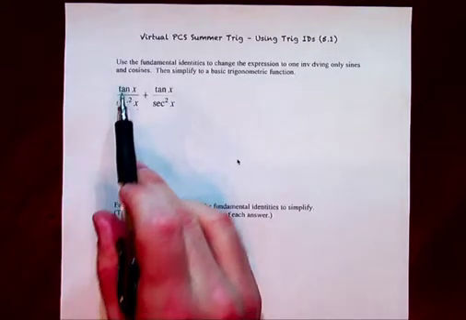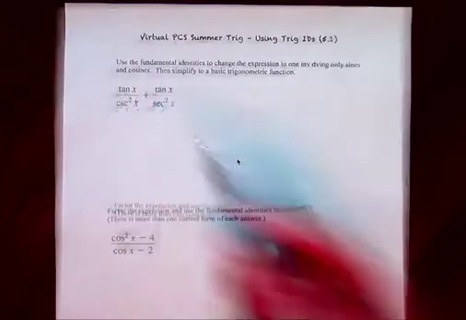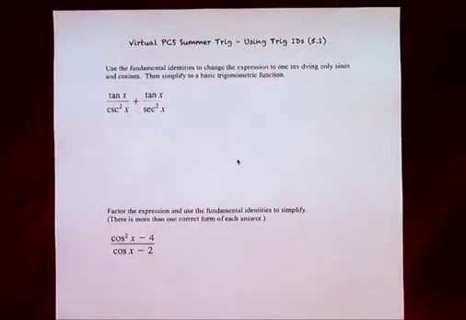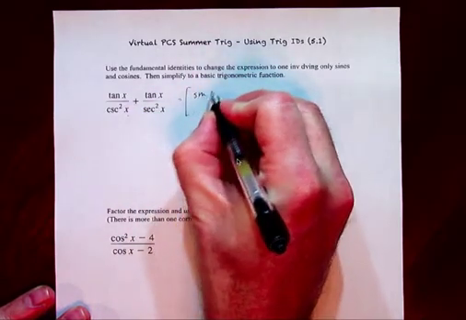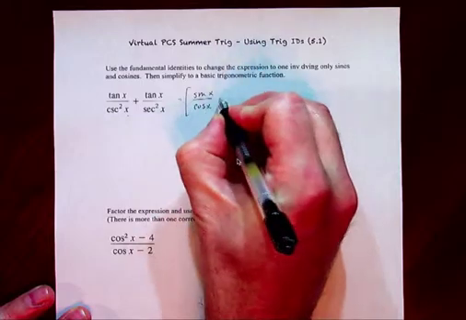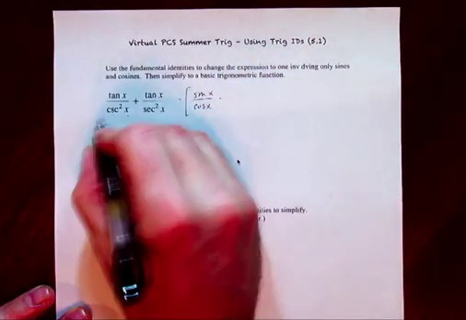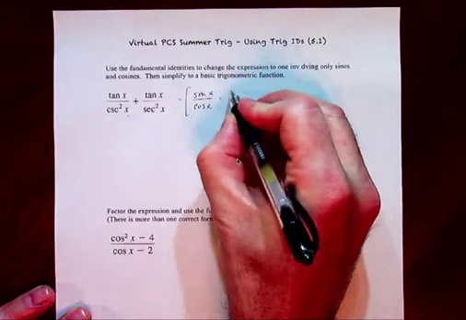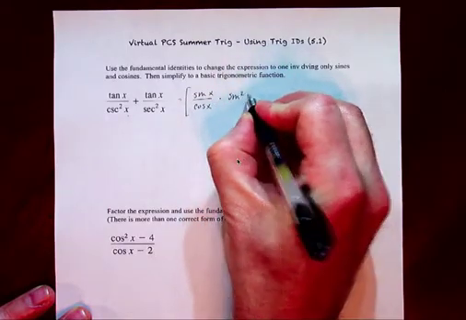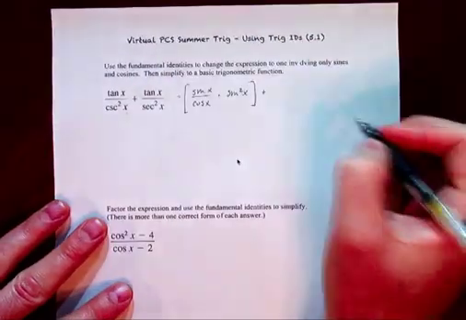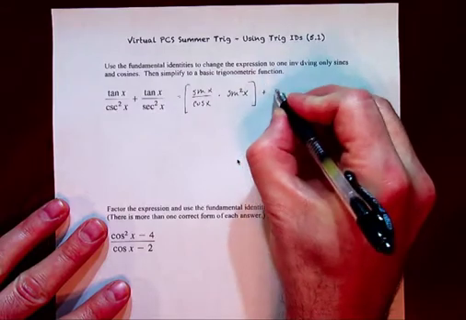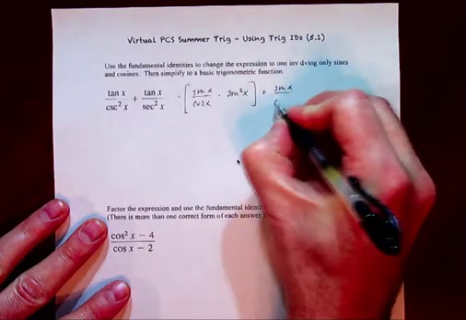So we have tangent over cosecant squared plus tangent over secant squared. Now it says that I need to change the expression into one involving only sines and cosines. And so this first expression is going to be sine over cosine, and then I'm going to multiply it by the reciprocal of the denominator, which is times sine squared x.